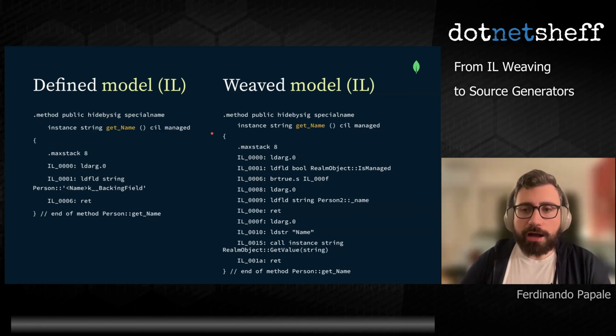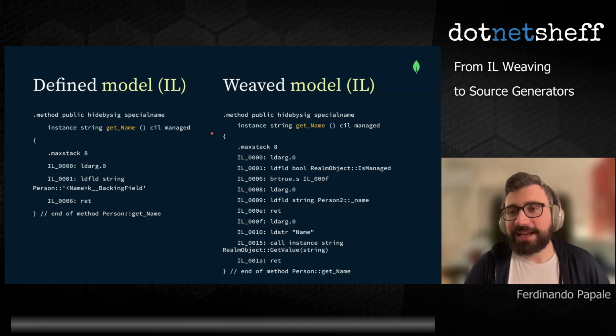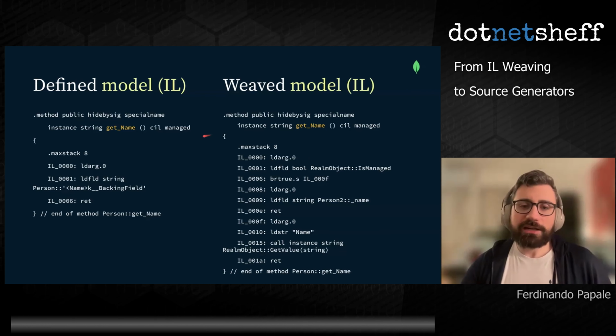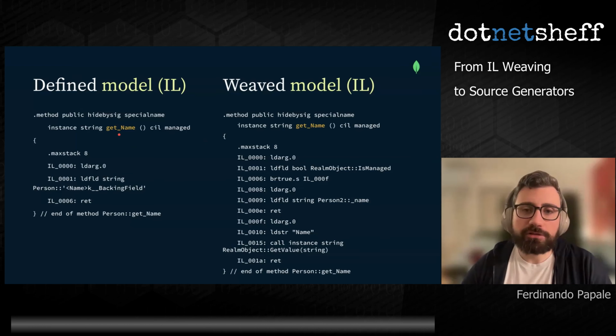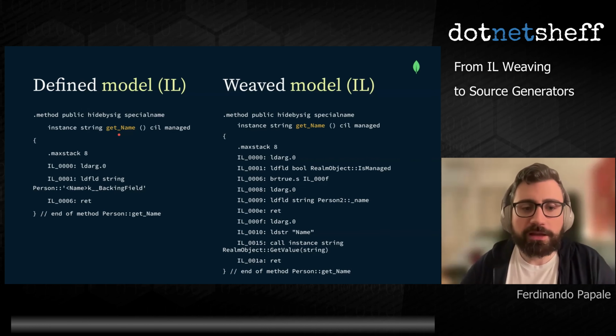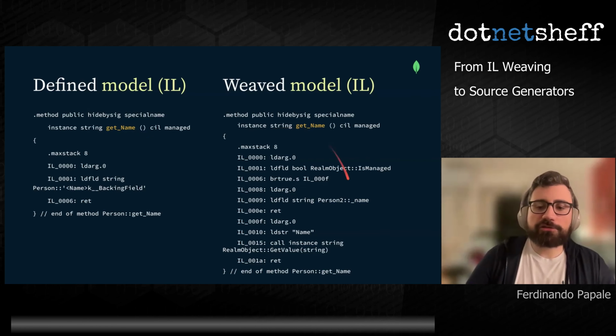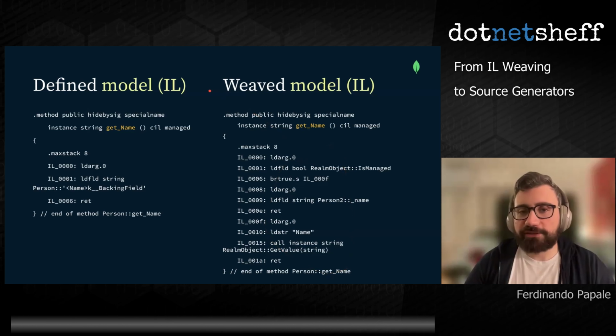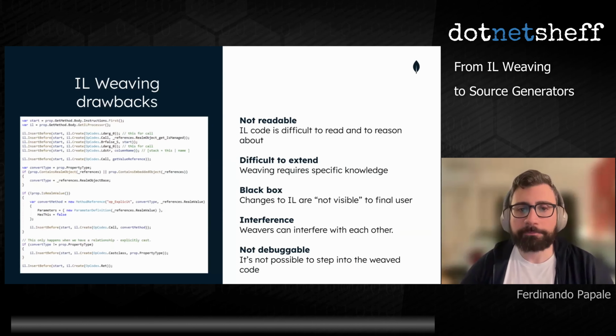So now, how does this look on the IL level? What you see here on the left is the way that the IL code looks when you define it without Realm. And then on the right, you have how it looks after the weaving. As you can see, it gets much more complicated. And this is for a string property. This would be much worse if it was a collection property. You don't need to understand what is happening here, but this was just to give you an idea about what is happening.